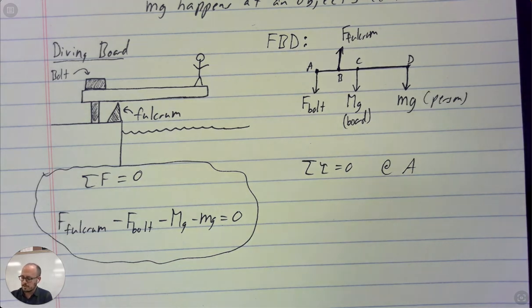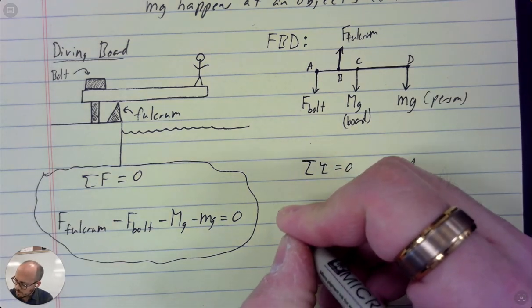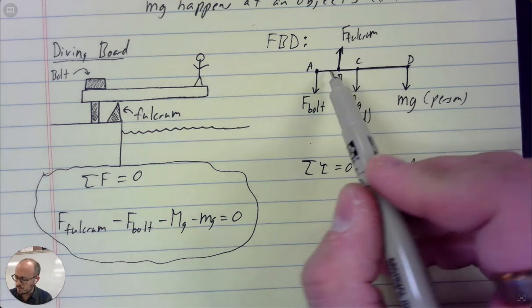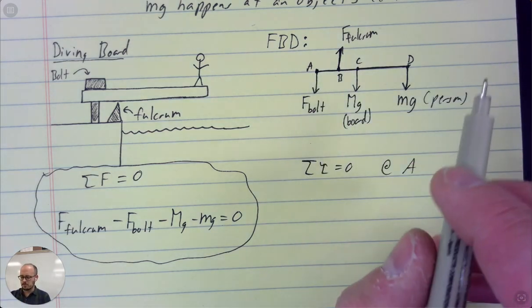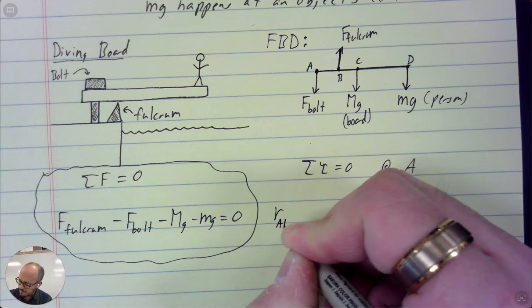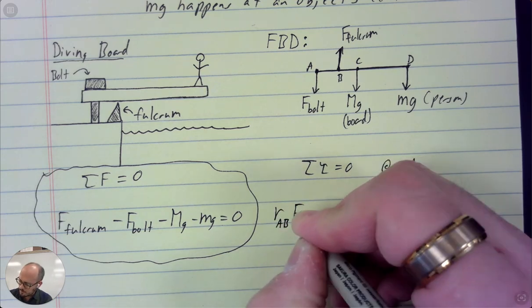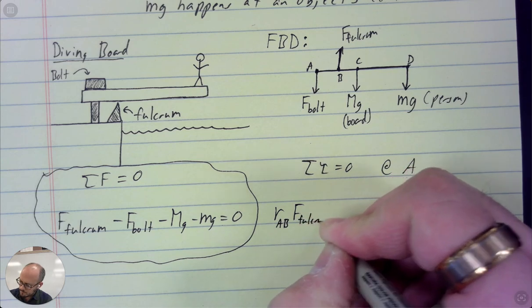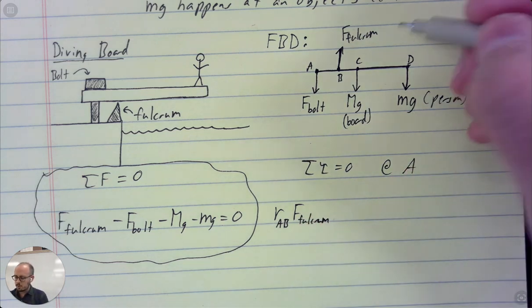So they're both going to be negative. So I can write the following equation. I'm going to use these letters, and I hope it doesn't get super confusing. But the R from A to B times the force of the fulcrum is the torque due to the fulcrum.